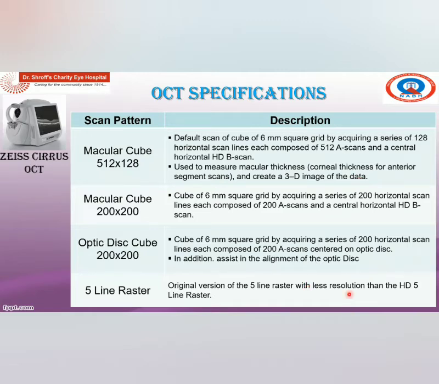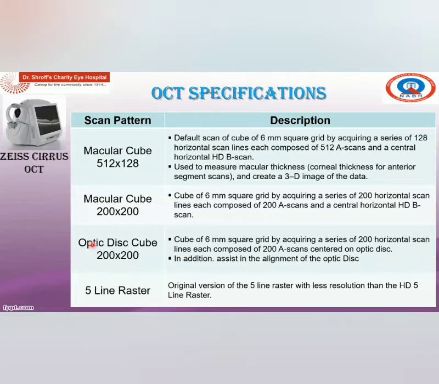Similarly, macular cube 200 by 200 means a 6 mm square grid acquiring 200 horizontal lines, and a central horizontal HD scan. Optic disc cube means a 6 mm square grid acquiring 200 horizontal lines composed of 200 A scans. Where will it be focused? It will be focused on the optic disc. As the name says, macular cube will be focused on the macula, and optic disc cube will be focused on the optic disc.